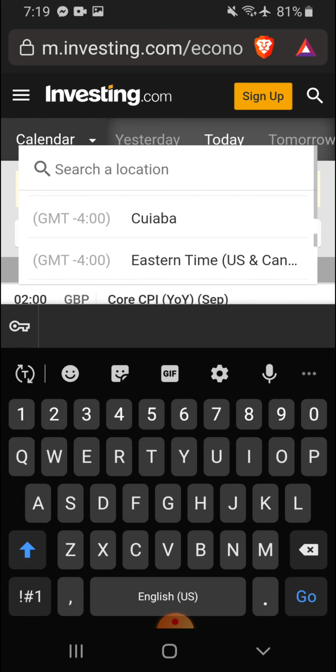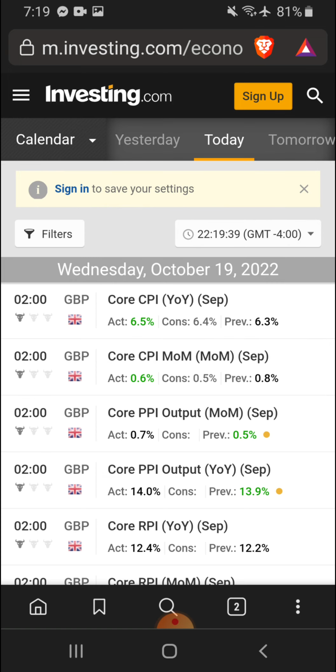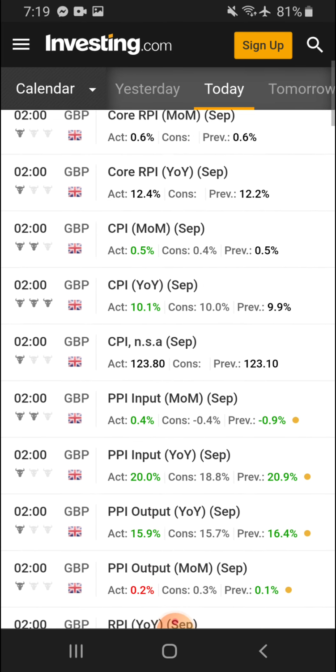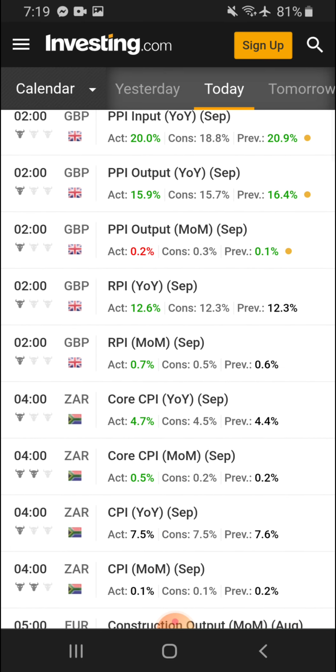So the time, is it in Eastern time? Okay, so we can see a little bit before what happened with the USD ZAR news. So the ZAR, I think, is a South African rand.